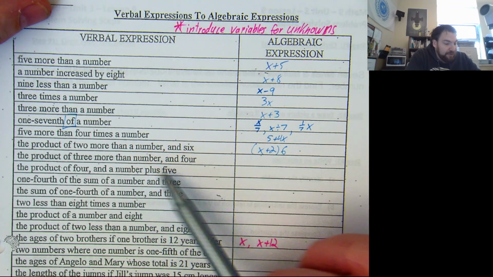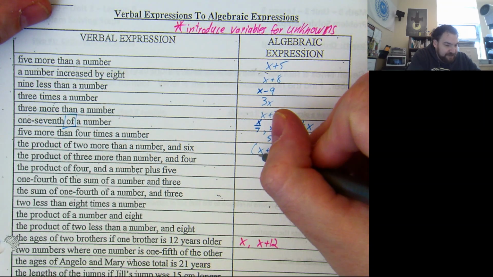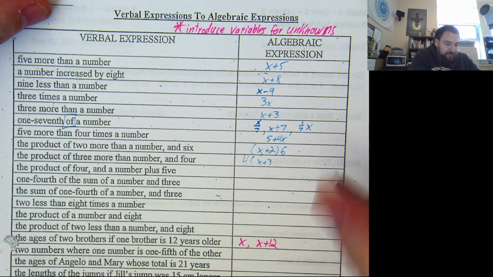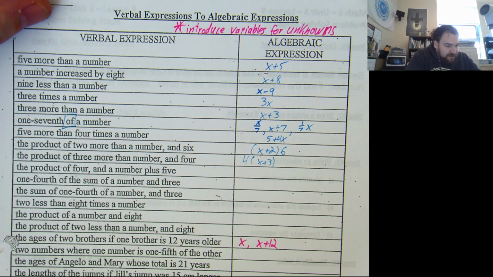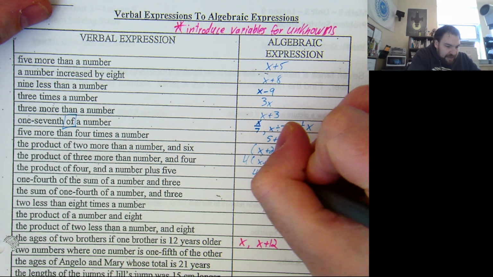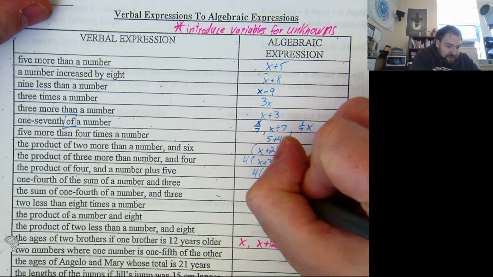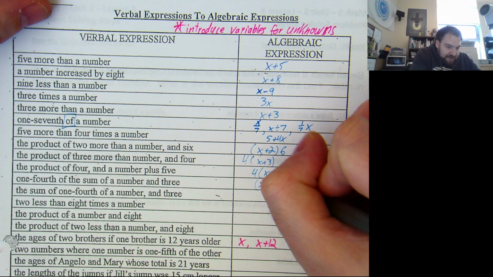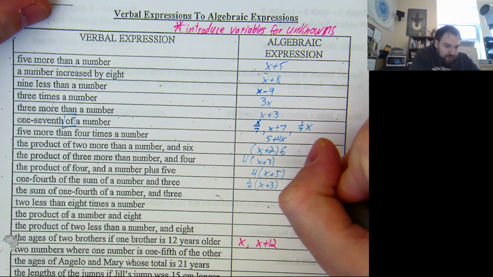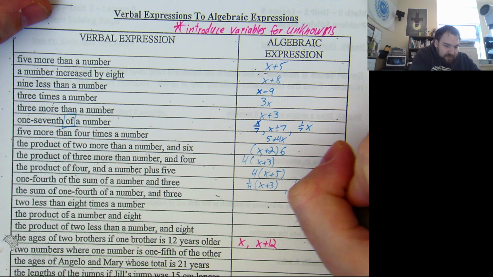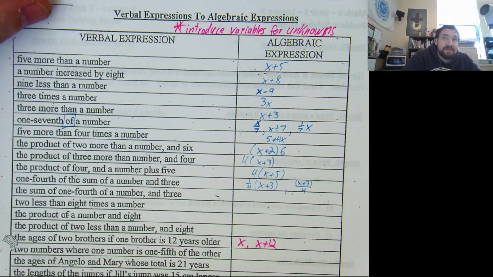The product of 3 more than a number and 4, I'll just start cranking these things out. This is going to be x plus 3 times 4. The 4 can go out front or out back, it doesn't matter. The product of 4 and a number plus 5 is that. 1/4 of the sum of a number and 3. So x plus 3, and then you're either multiplying that by a quarter, or you can write it as x plus 3 all over 4. Either of those is acceptable.